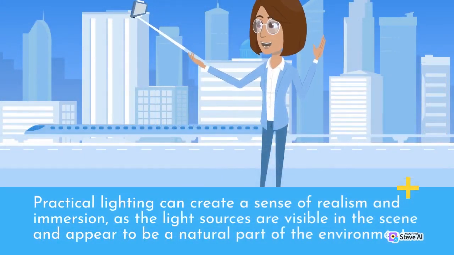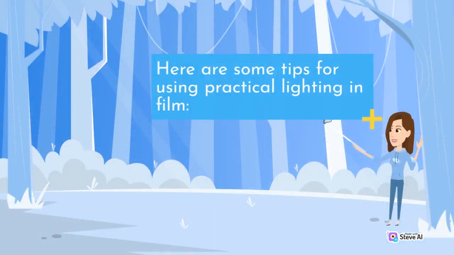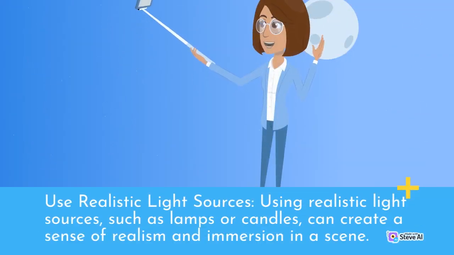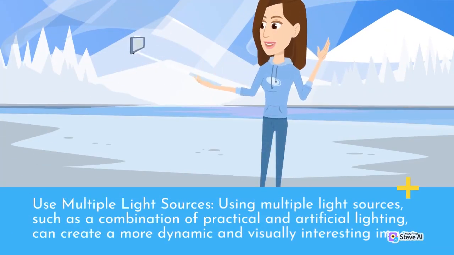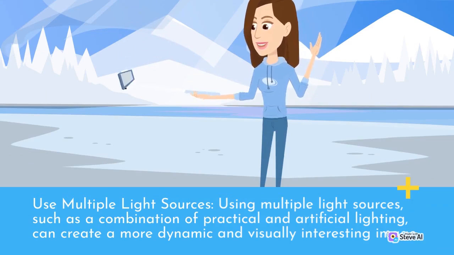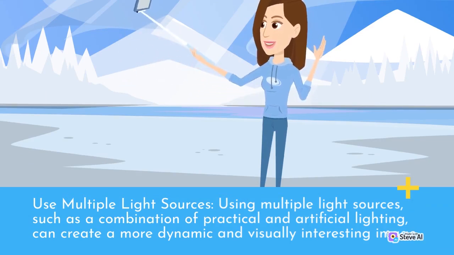Practical lighting can create a sense of realism and immersion, as the light sources are visible in the scene and appear to be a natural part of the environment. Here are some tips for using practical lighting in film. Use realistic light sources. Using realistic light sources, such as lamps or candles, can create a sense of realism and immersion in a scene. Use multiple light sources. Using multiple light sources, such as a combination of practical and artificial lighting, can create a more dynamic and visually interesting image.